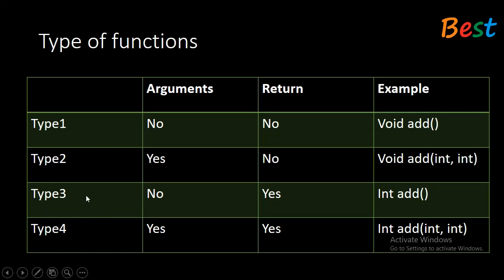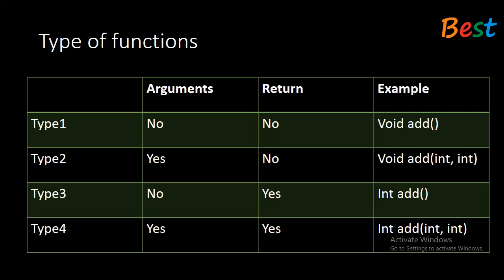Type 3 is no arguments but some return. For example, int add, and this place of parenthesis should be empty. You can use float add or any function as you wish. And type 4 has arguments yes and return yes. For example, int add with two arguments int; you can use more than or less than two arguments.